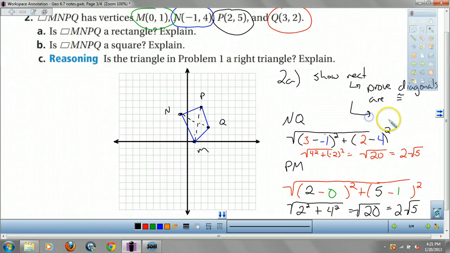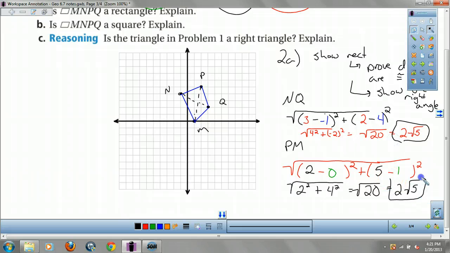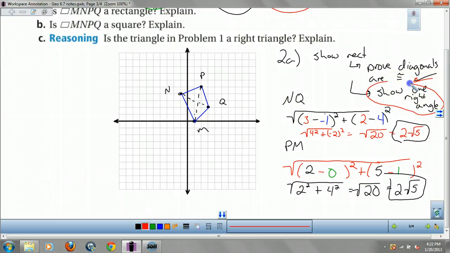Okay, I forgot one thing. You prove diagonals are congruent and you have to show at least one right angle. So my diagonals are congruent. That's step 1. Check. Now we have to find a right angle. See if we can find a right angle. So let's take a look at M, Q, P.